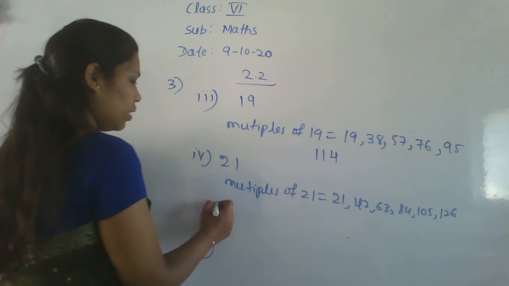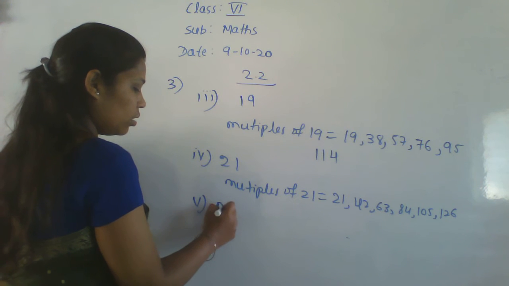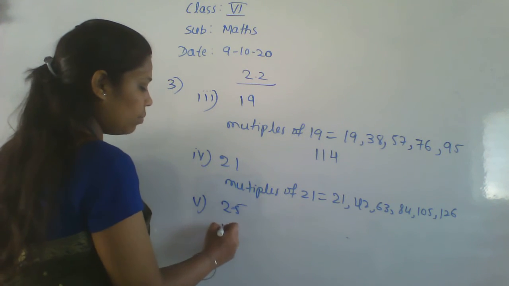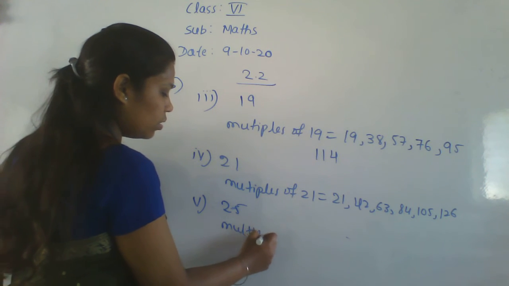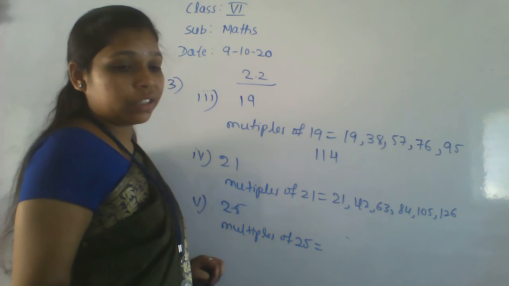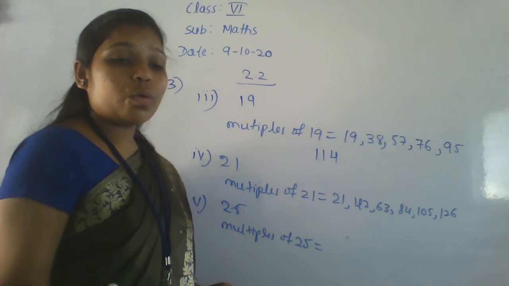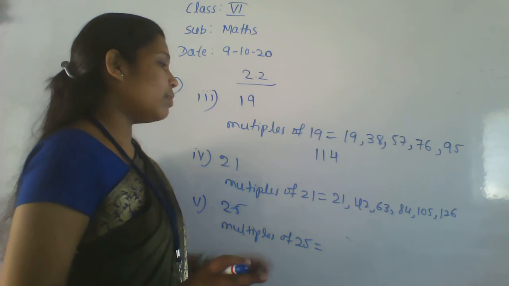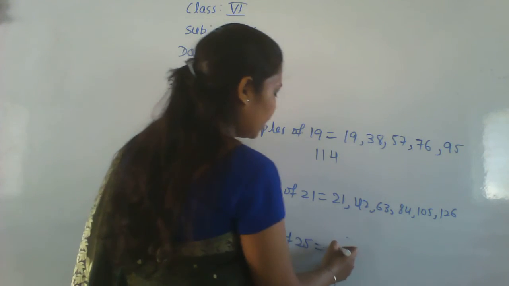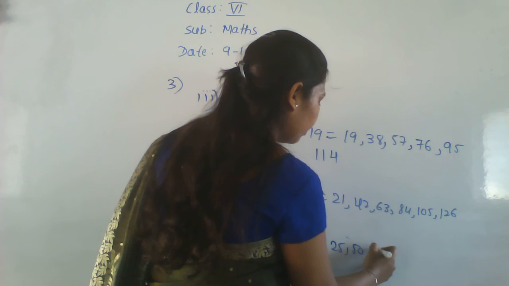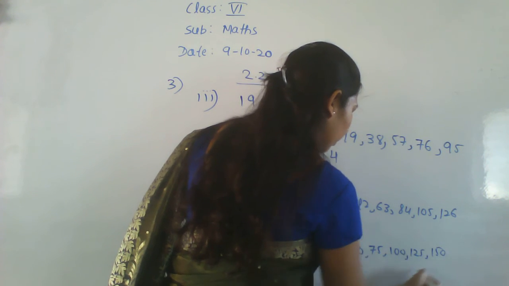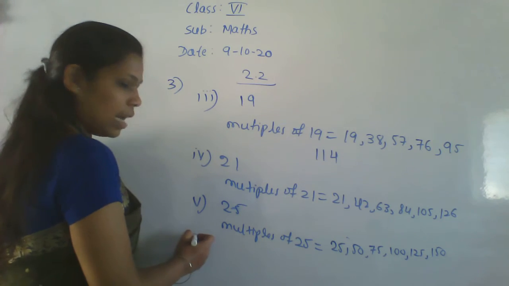Okay. Next, what is the given number? 25. Multiples of 25. How many did they tell? You have to write that many. They told us here to write only 6 multiples. That's why I am writing only 6 here. Okay. So next one, write the 25 table.